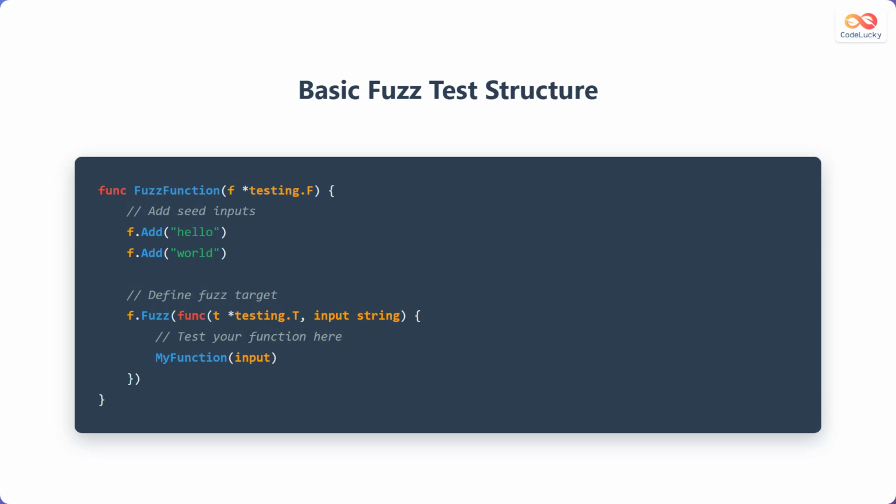A basic fuzz test function in Go is structured by adding seed inputs and defining a fuzz target. Seed inputs are initial values that guide the fuzzer in exploring various code paths. The fuzz target specifies the function or logic to be tested. By providing different input strings, you allow the fuzzer to exercise the code and reveal unexpected behaviors.